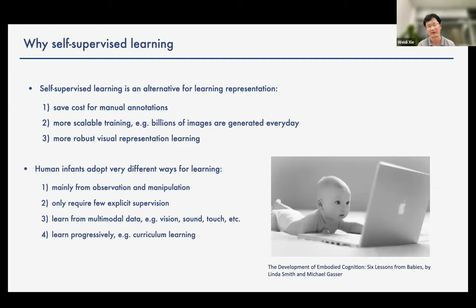And the second good thing is that we humans do learn from data itself. We definitely need some supervision from our parents, but not that much. Mostly we learn through self-supervised learning, right? Mainly we learn from observation, manipulation, and multimodal signals. And that's why self-supervised learning is important.